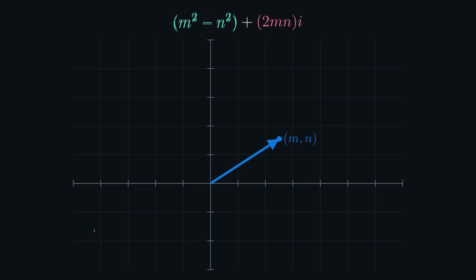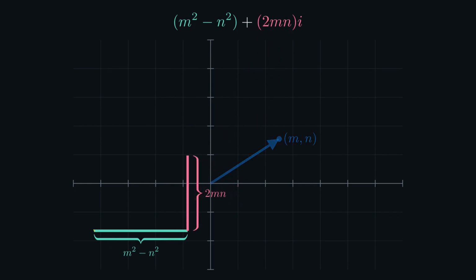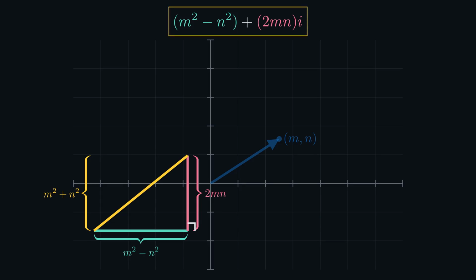The same calculation with a general grid point m plus ni gives m squared minus n squared horizontally, 2mn vertically, and m squared plus n squared as the distance. There's the whole generator arriving before we've had to memorize it.